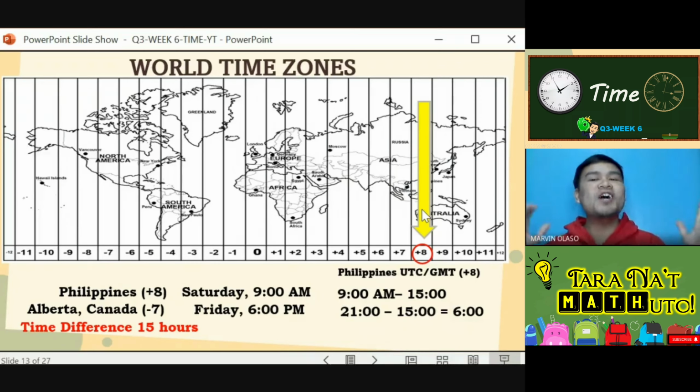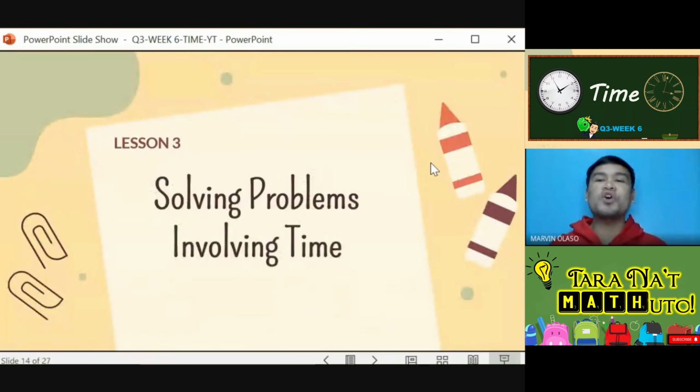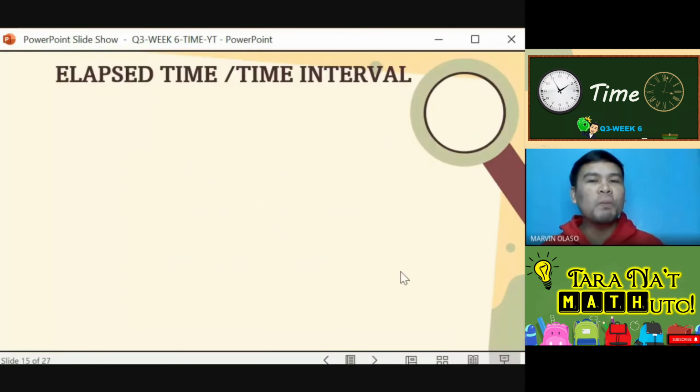Alright, so we are now down to the last lesson. Ayan, and our third lesson is all about now solving problems involving time. But of course, let us first go back on how to compute the elapsed time or the time interval. Okay? When we say elapsed time, it is the amount of time that passes from the beginning of an event to the end of the event. So, simula at sa katapusan. So, parang kinukuha natin yung interval, yung agwat ba ng pagitan ng oras.